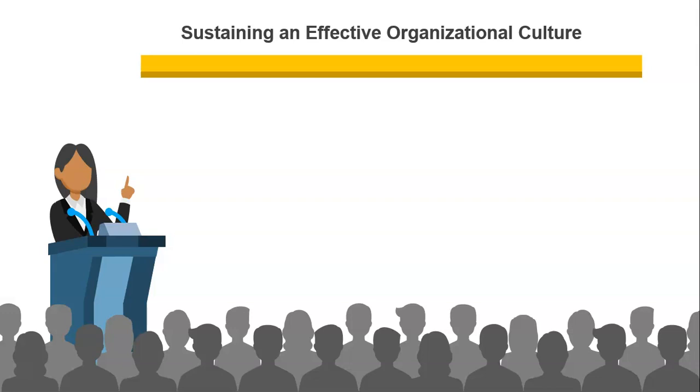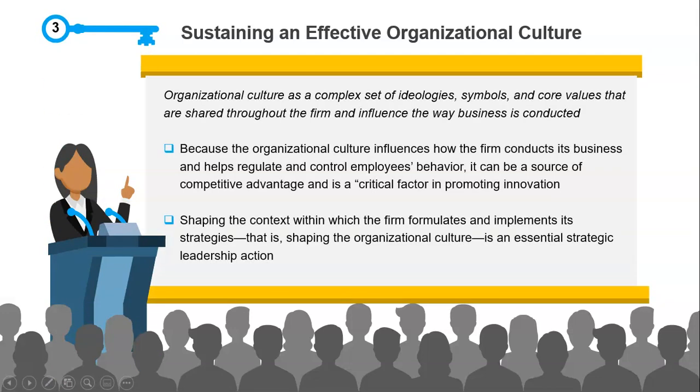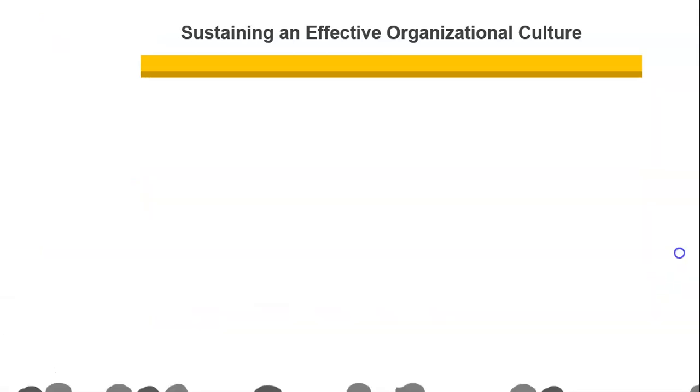Sustaining an effective organizational culture. Organizational culture is a complex set of ideologies, symbols, and core values that are shared throughout the firm and influence the way business is conducted. Because the organizational culture influences how the firm conducts its business and helps regulate and control employees' behavior, it can be a source of competitive advantage and is a critical factor in promoting innovation. Shaping the context within which the firm formulates and implements its strategies, that is, shaping the organizational culture, is an essential strategic leadership action.